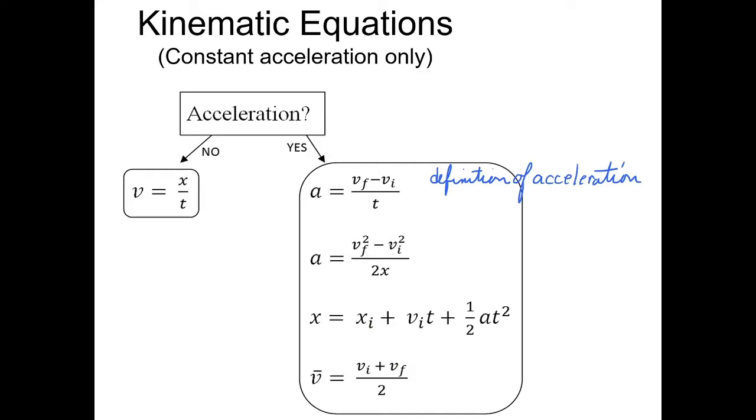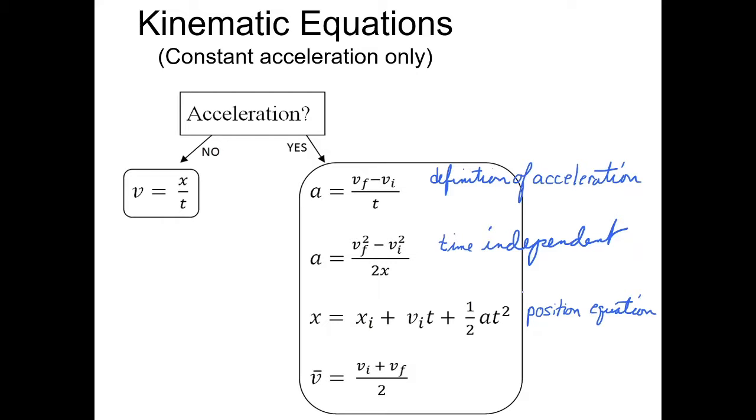It's v final squared minus v initial squared over 2x. This is called the time independent equation. We're going to use it a lot. Now the third one is kind of long, and that's the position equation.